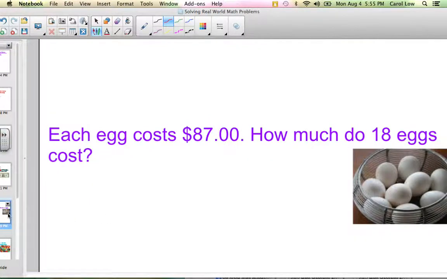Here's the next one. Each egg costs 80. Wow, that's an expensive egg. If each egg costs $87, how much do 18 eggs cost? I don't know what I was thinking when I did that, but that's an expensive egg. So, if each one costs 87, how much do 18 cost? Well, what would we do? We would multiply $87 times 18. That must be like a golden egg or something.